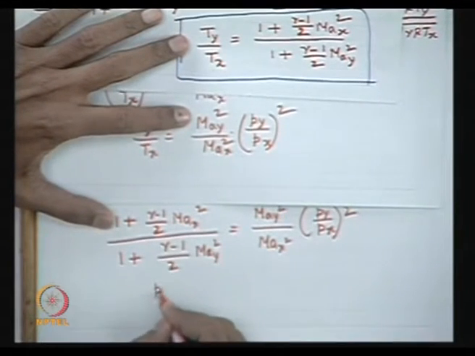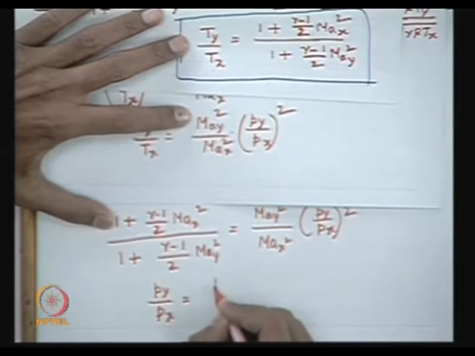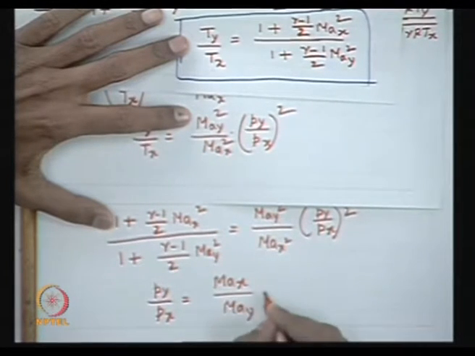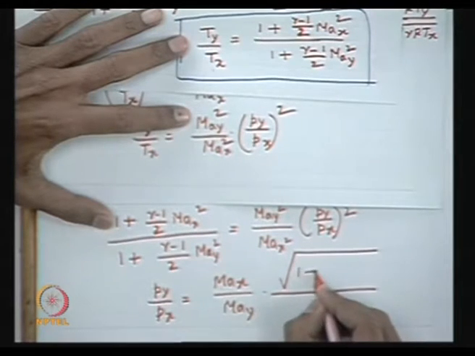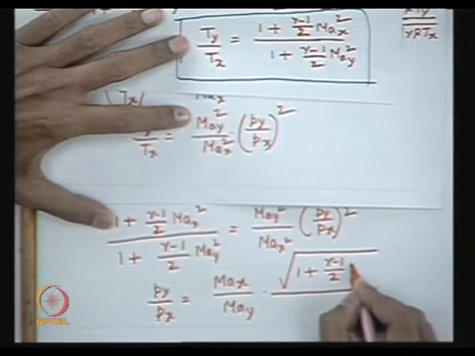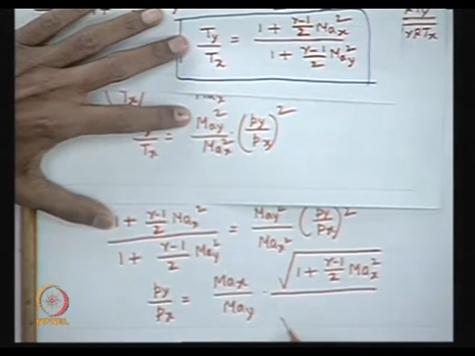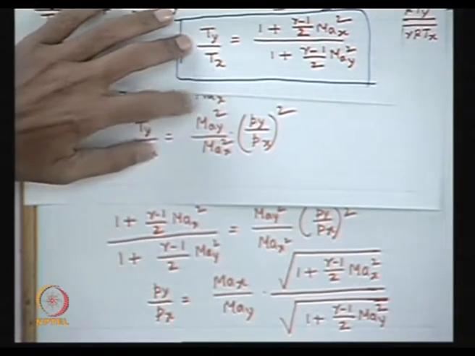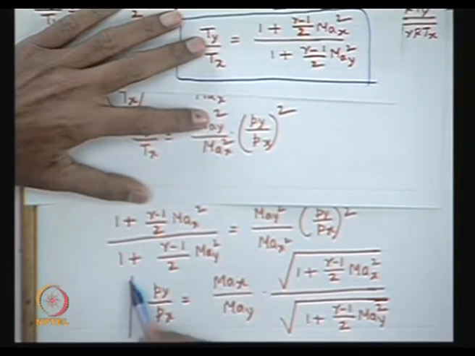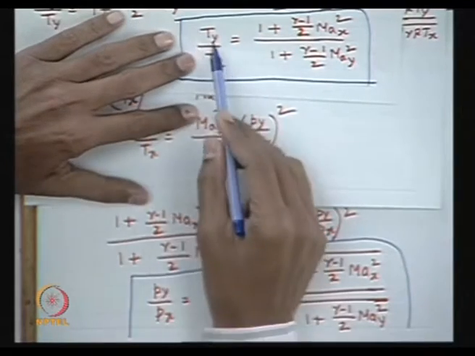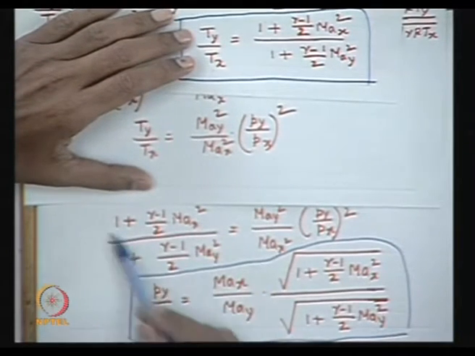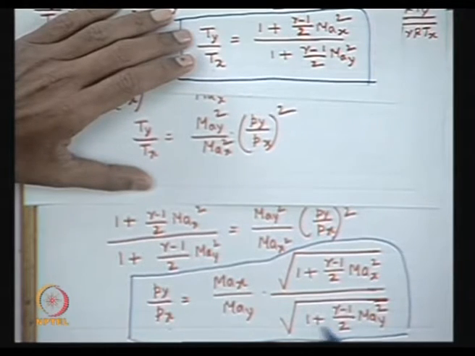Now I can write Py by Px, taking Py by Px on one side, is equal to Ma x by Ma y into under root 1 plus gamma minus 1 by 2 Ma x square divided by under root 1 plus gamma minus 1 by 2 Ma y square. All right, please check it. So this is a relationship which is similar to that one for Ty by Tx. That means the ratio of the pressure at the downstream to the upstream is Ma x by Ma y under root of 1 plus gamma minus 1 by 2 Ma x square over 1 plus gamma minus 1 by 2 Ma y square.